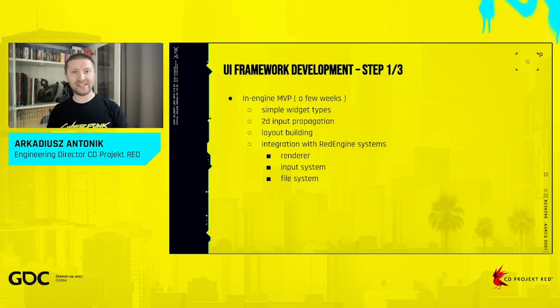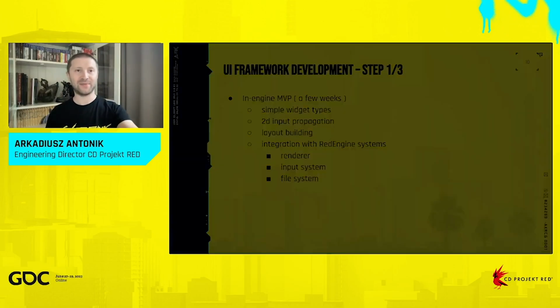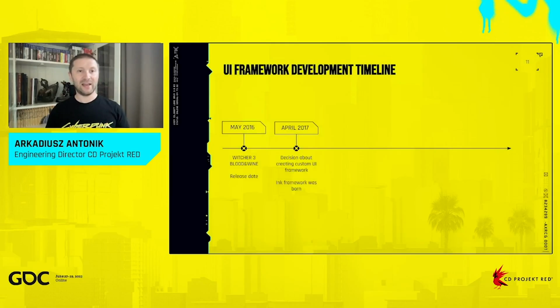After a few weeks from the decision, we achieved MVP. That means minimum valuable product. It is nothing spectacular, but it proved the idea of the possibility to connect it with in-engine subsystems and even a few things more. For example, layout building options or proper input propagation. It was June 2017 when we delivered the MVP of the UI framework. And it looked like this.